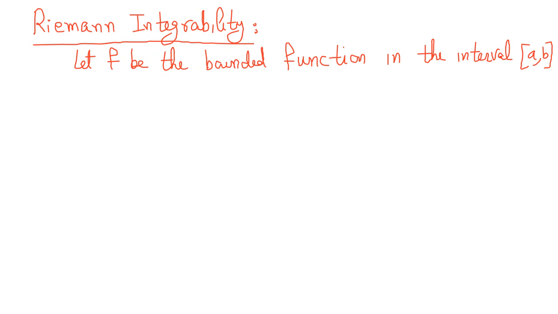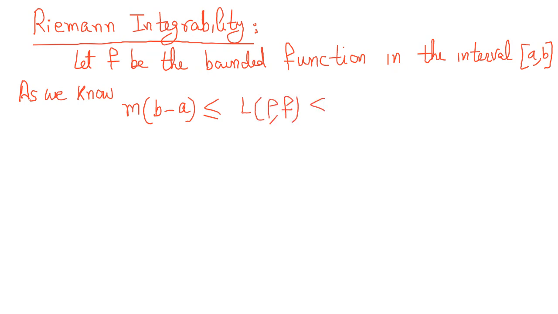As we know, m(b minus a) is less than or equal to L(P, f), which we have already proved, less than or equal to U(P, f), less than or equal to M(b minus a). This we have already proved.